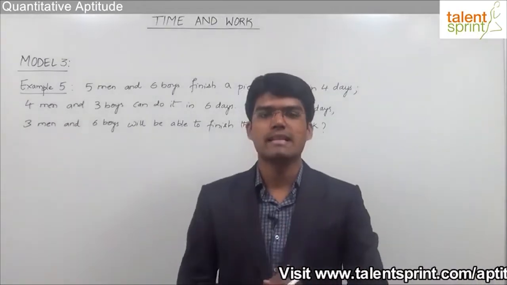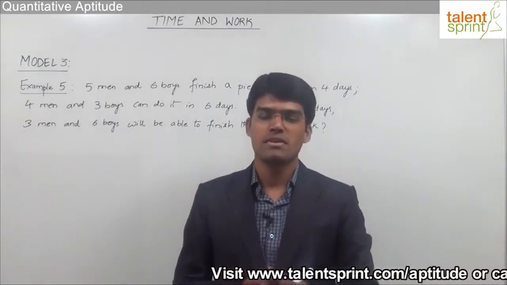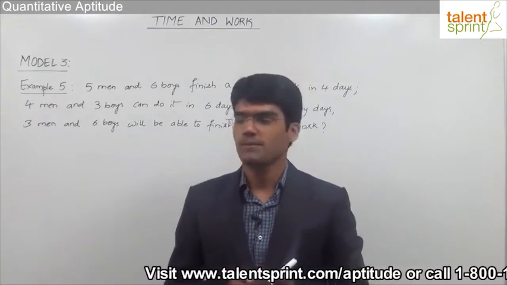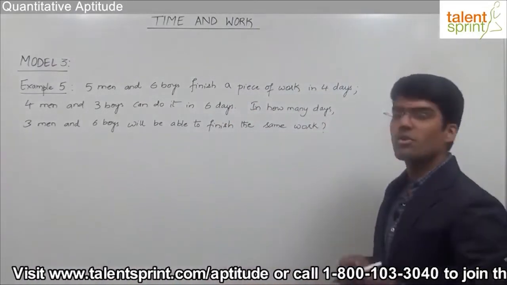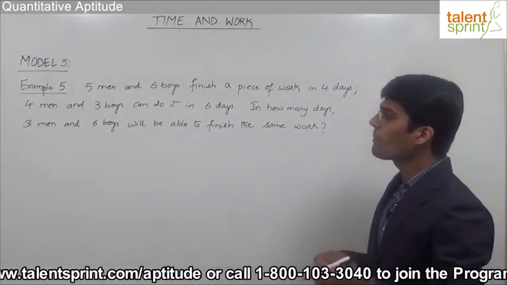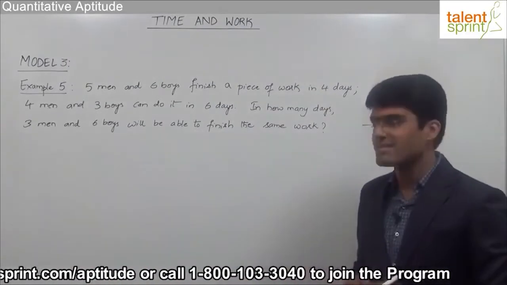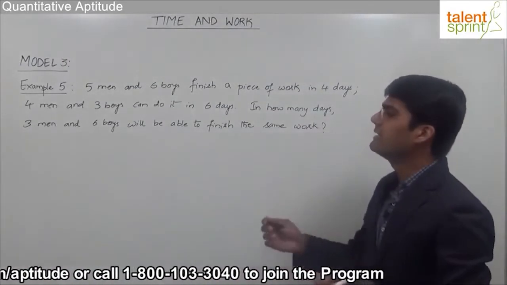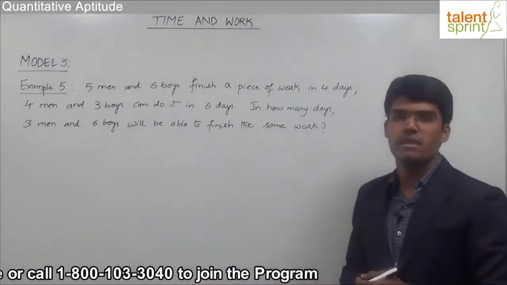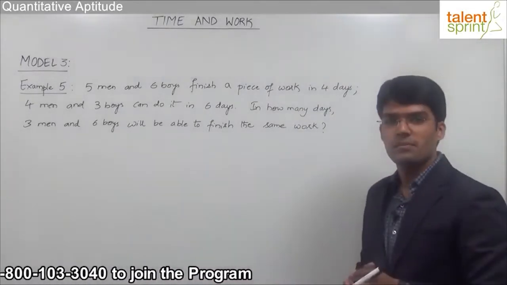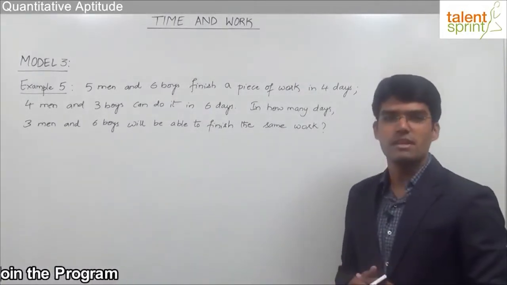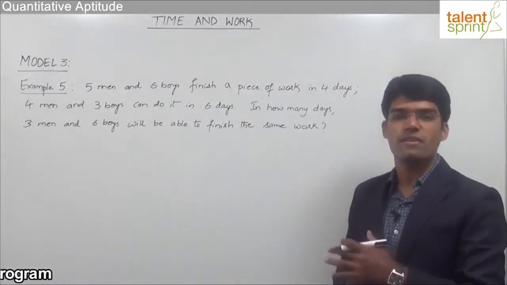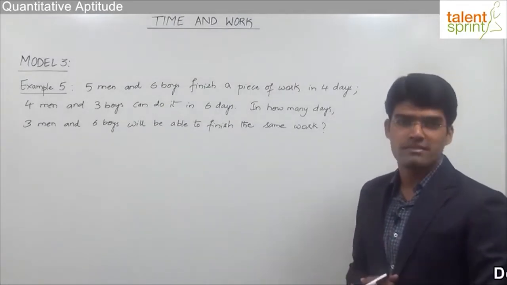Let us now look at another example from time and work based on the concept of men into days. The question is, 5 men and 6 boys finish a piece of work in 4 days. 4 men and 3 boys can do it in 6 days. In how many days will 3 men and 6 boys be able to finish the same work? So as discussed in the previous examples, again we simply need to balance the work in terms of men into days or persons into days.